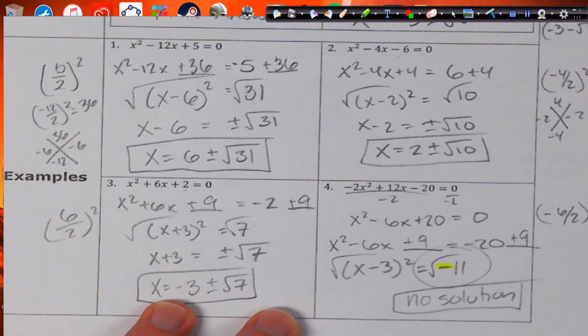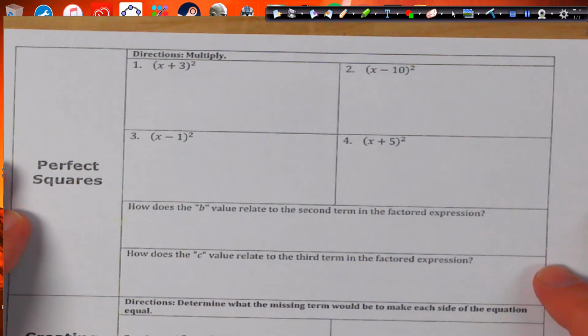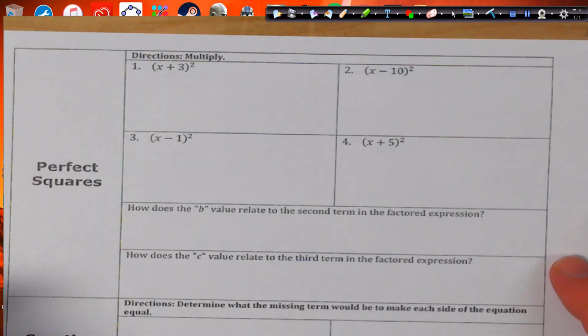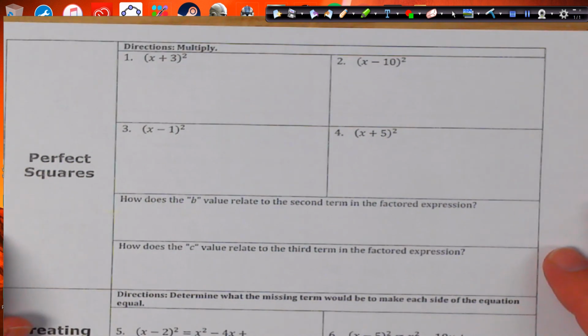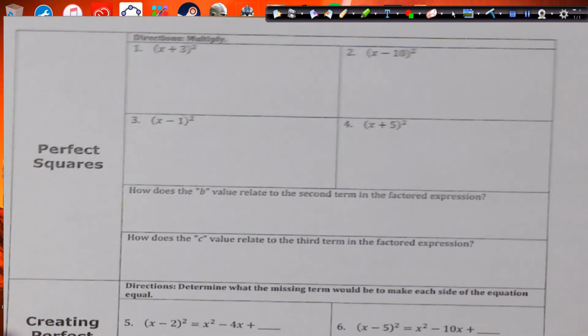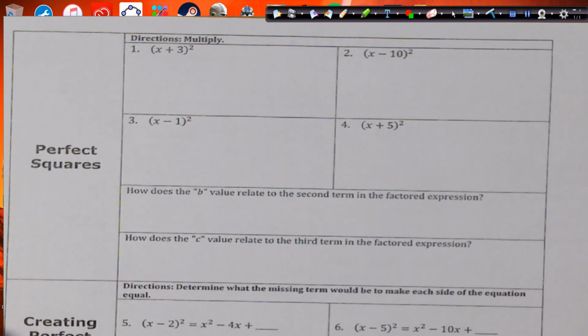Let's go ahead and flip it over. Okay. These ones are just a practice of multiplying perfect squares, what they look like. Okay. We'll do this one, this side later. I think we've made some good progress so far.